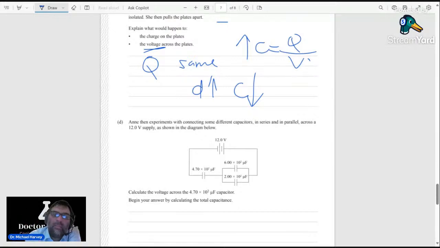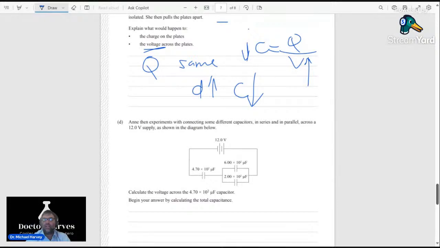So that means that this is not right. Capacitance goes down, and if capacitance goes down, then in the relationship between voltage and capacitance, the voltage goes up. There we go. That makes a lot more sense. So get one of those points correct, that's your achieved, and get two of those points correct, and that's your merit. So why does C go down?